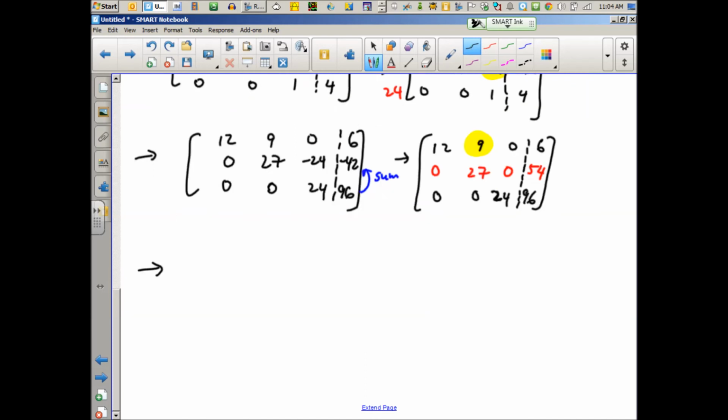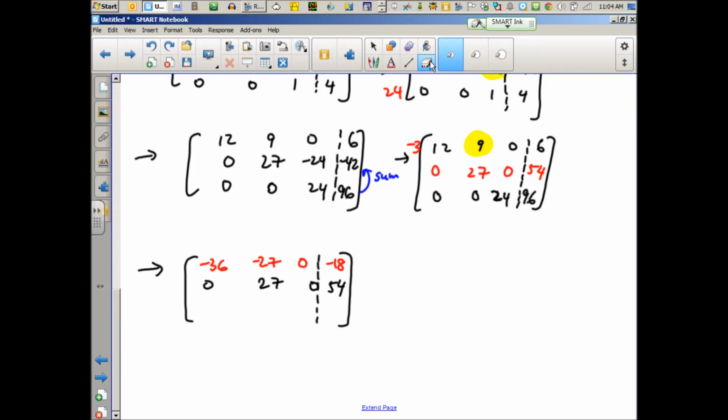So I'm going to multiply the top row by negative 3. Negative 36, negative 27, 0, negative 18. Zero, 27, 0, 54, and 0, 0, 24, 96. And then I'll sum these two together, placing the answer across the top.